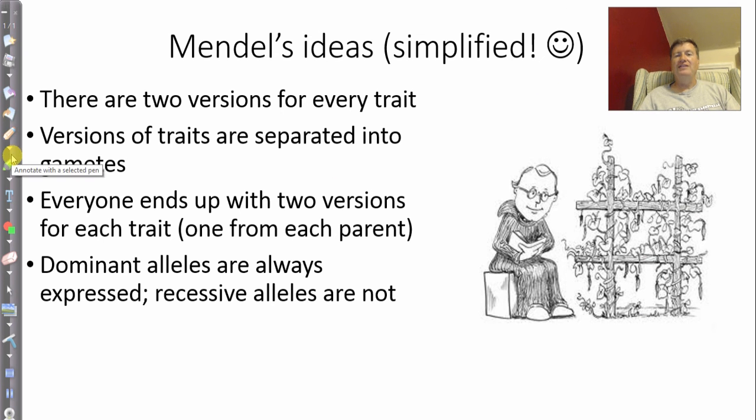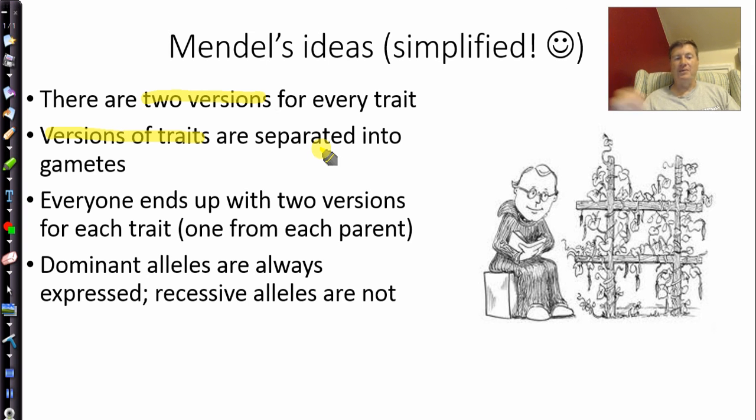Okay, what Mendel said, simple version, is this. There are two versions for every trait, and those versions are called alleles. Versions of the traits are separated into gametes. That is, half the versions go to one set of gametes, the other half go to the other set of gametes. Everyone ends up with two versions for each trait because you have two parents. You got a version from mom and a version from dad for each of these traits.